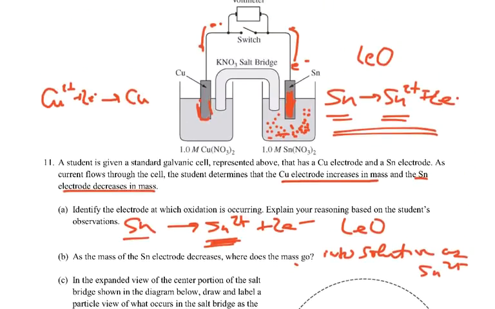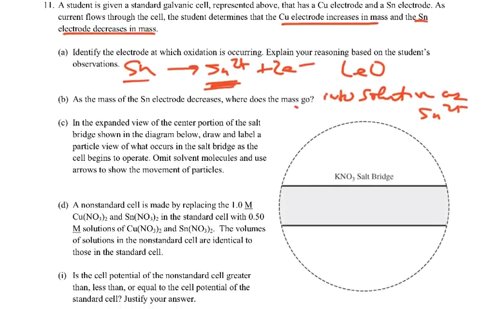Expanded view of the center portion of the salt bridge is shown. So here's our salt bridge, and we're going to look at it close up. It's got KNO3. In the expanded view of the center portion of the salt bridge shown, draw and label the particle view of what occurs in the salt bridge as the cell begins to operate. Omit solvent particles and use arrows to show the movement of particles.